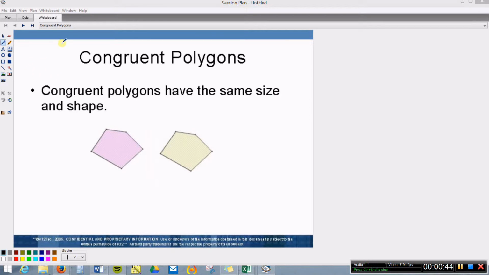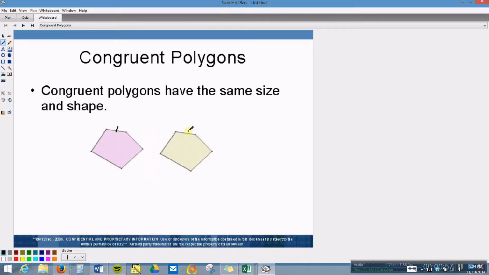So just in general, congruent polygons have the same shape and size. And we know that. So we could say that this is congruent to this, this is congruent to this one, etc., etc. So this first little bit is not so bad.